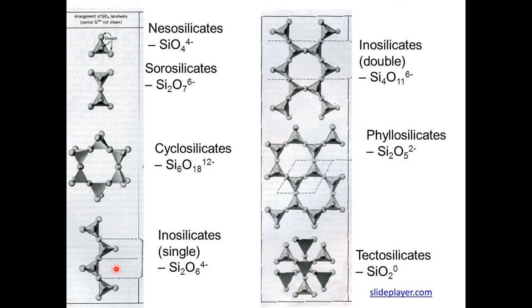Within this entirety, with two silicon, six oxygens are there. In the double chain inosilicate, with four silicon, 11 oxygens are there. And in phyllosilicates, with two silicon, five oxygens are there. In the case of tectosilicates, the structure is more complex, and we have a ratio of 1:2.